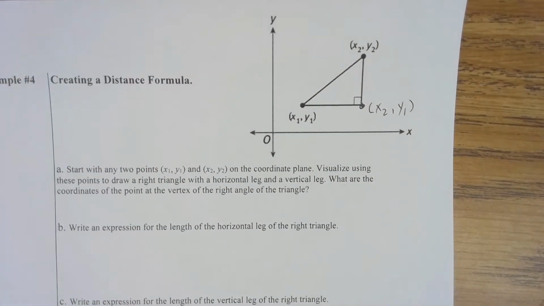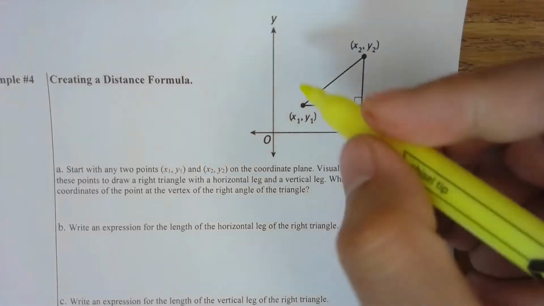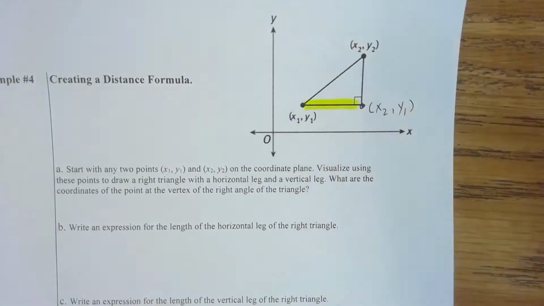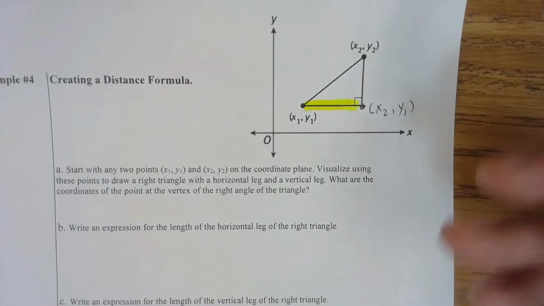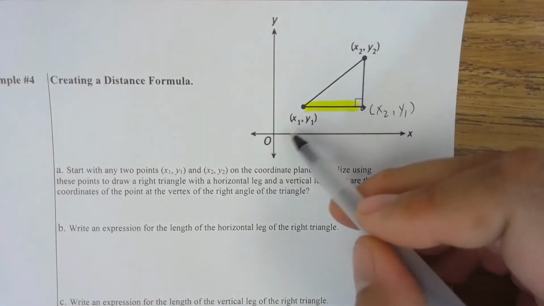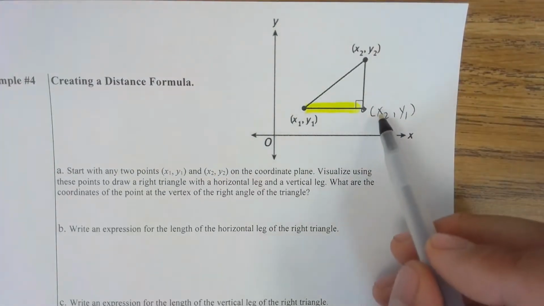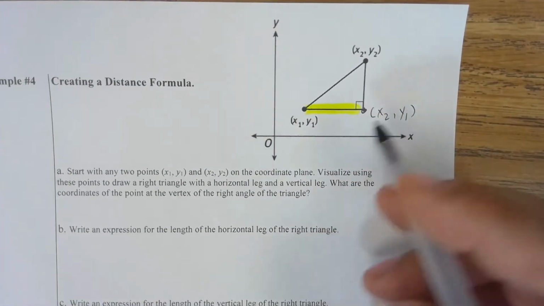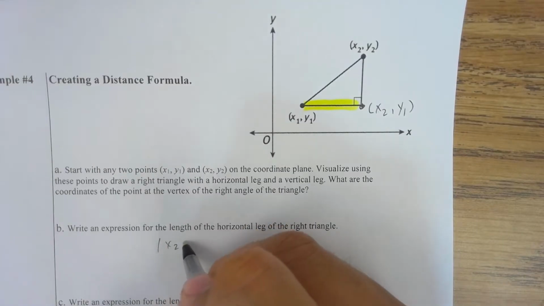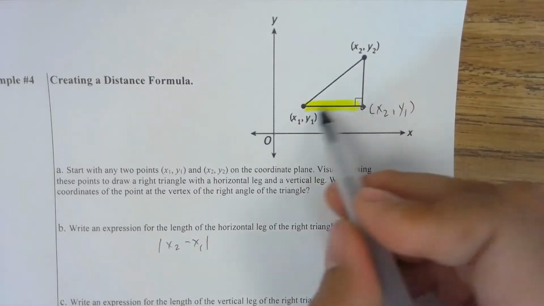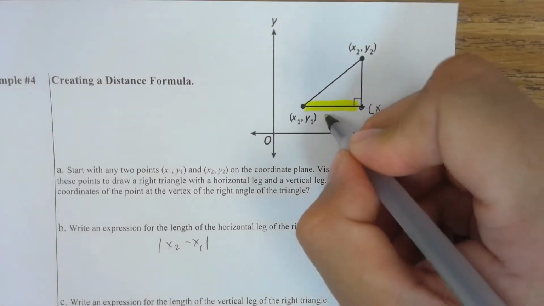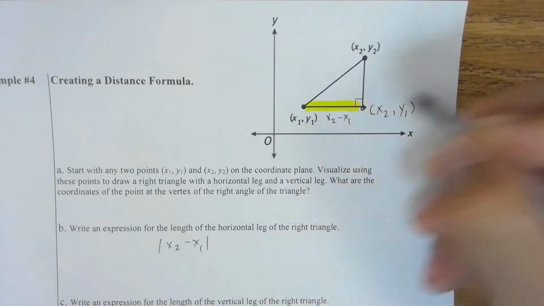Okay? So now we have to find the expression for the horizontal here. We need to find an expression for that. Well, we can find the difference between these two. We know that these two numbers are going to be different. So we know that x2 minus x1 will give us the length of this. So right here it will be x2 minus x1.